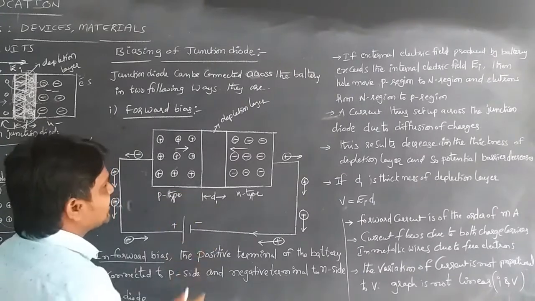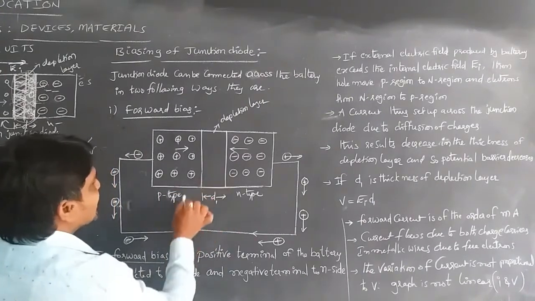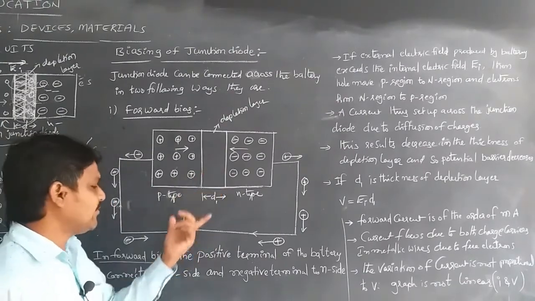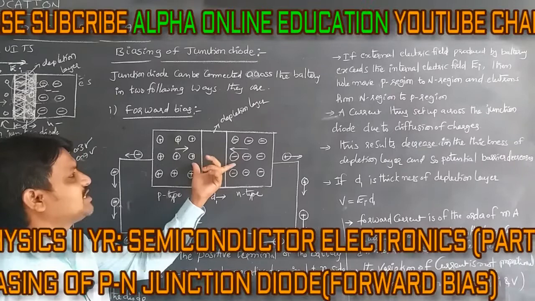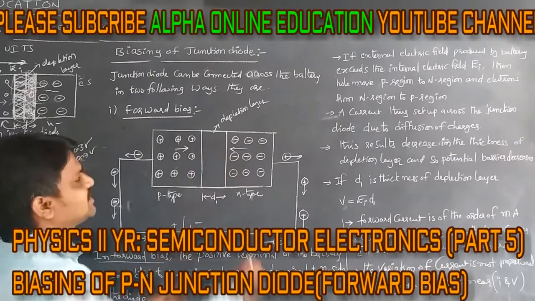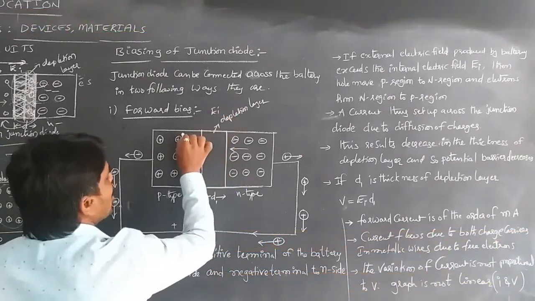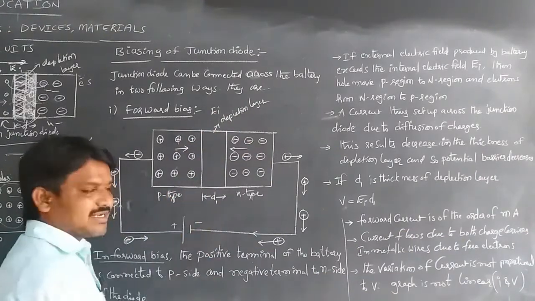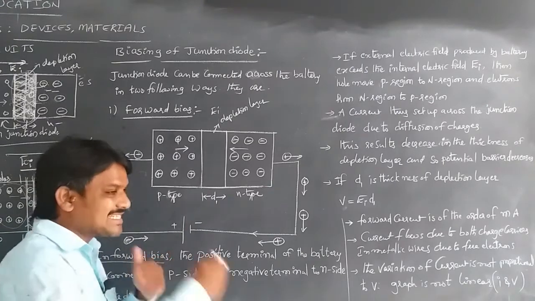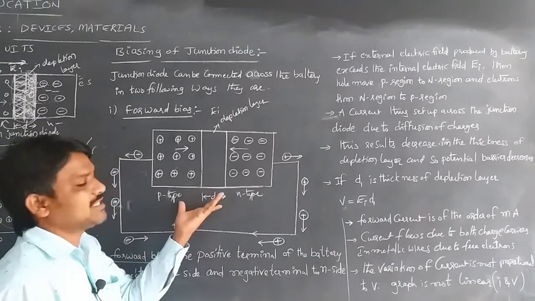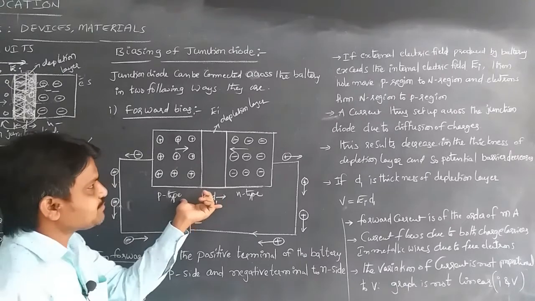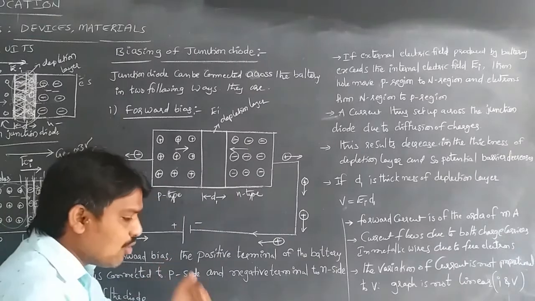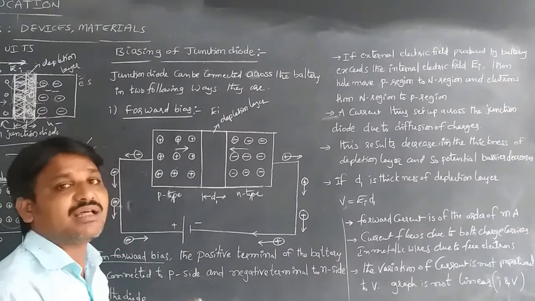If an external electric field is produced by the battery, note that even without the battery there is already an internal electric field formed. We already know that the internal field EI moves holes in the inward direction, from the P side towards the N side. By connecting the battery in forward bias, the external electric field is applied across the PN junction diode so that it exceeds the internal electric field. It means a greater electric field is formed than the internal electric field.